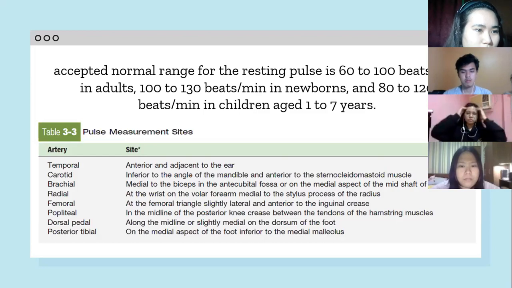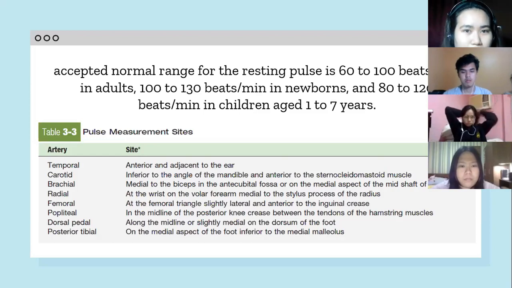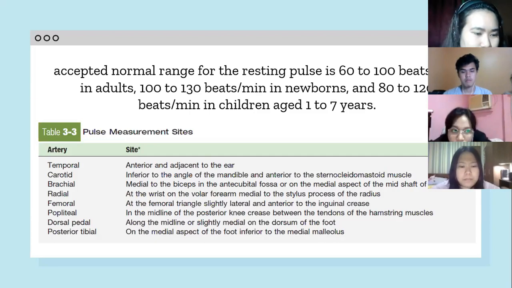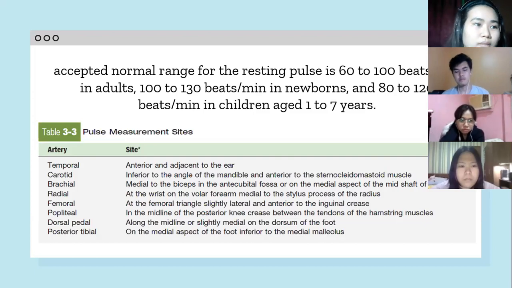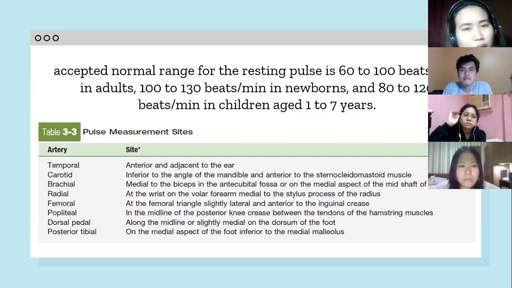So, at these pulse measurement sites, we can also palpate when we are going to take the blood pressure. We're going to measure blood pressure. Then, in the laboratory session, the teachers will teach you how to efficiently and correctly measure these sites, because your thumb has its own pulse. They will also teach you how to properly take temperature, and how to efficiently measure other vital signs while taking temperature.